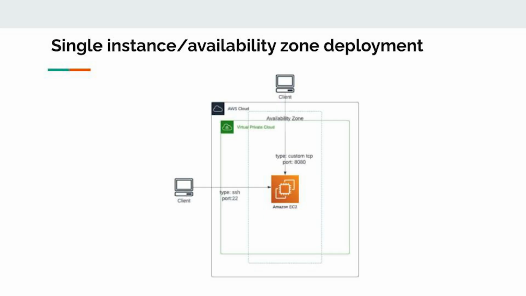In the previous video, we deployed a Node.js app on a single EC2 instance in a single availability zone. But this deployment has an issue, which is availability. If the instance or the availability zone goes down, the app would be unavailable. To fix this issue, in this video, we are going to deploy our app on multiple availability zones.